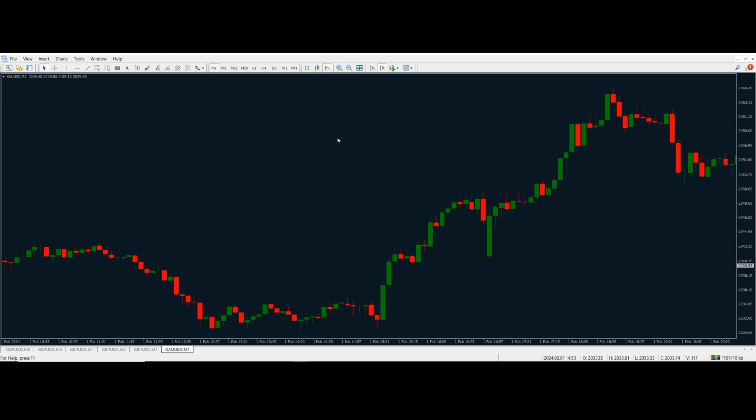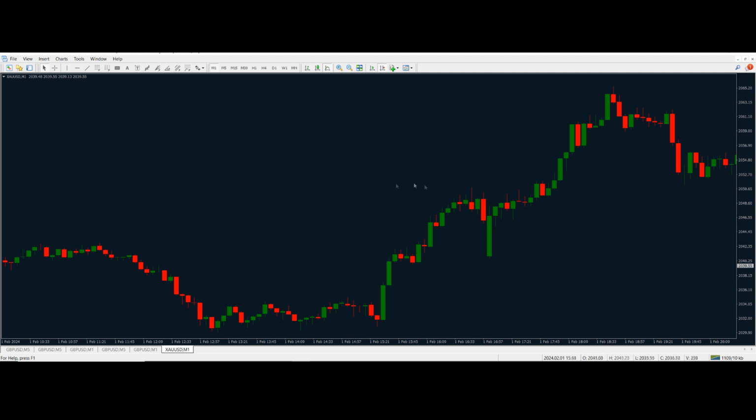So today I'm going to explain how you can use a fixed time frame. In this case it's the M1, the 1 minute chart, and how you can use different averages for different time frames in the same chart.